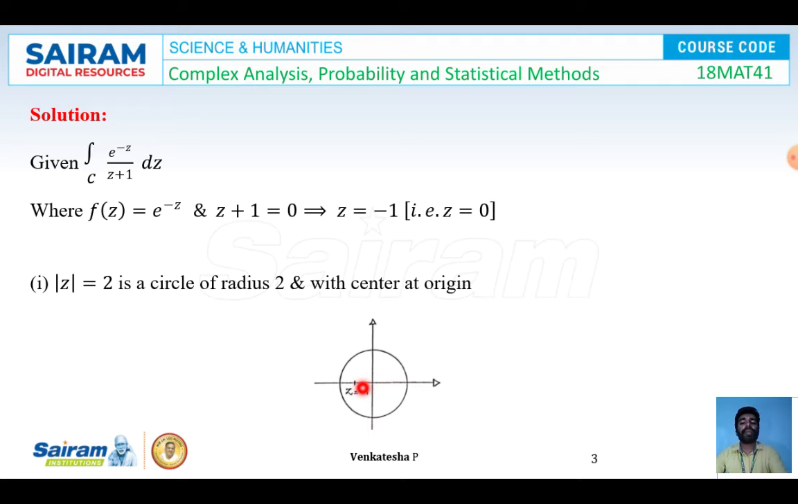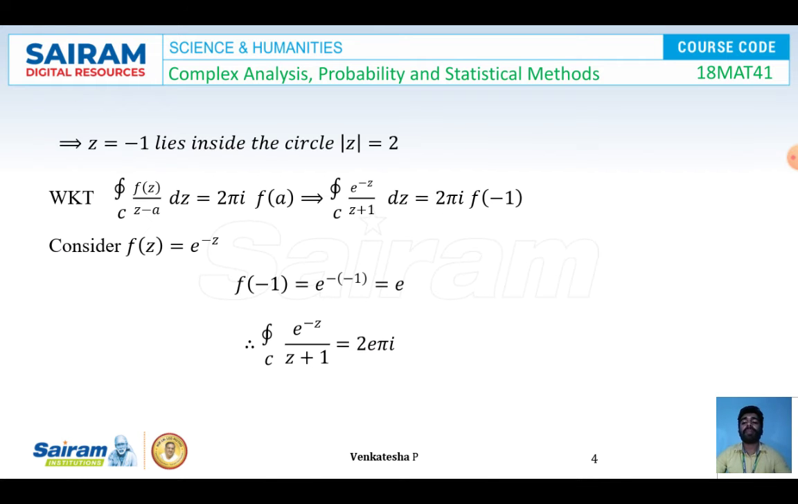In the xy plane, I'm plotting the circle of radius 2 with center at origin. Now I'm taking the point z = -1, which means (x, y) = (-1, 0). It means that the point lies on the negative x-axis. The point will come here because this curve has a radius of 2. Hence the point z = -1 lies inside the given curve |z| = 2.